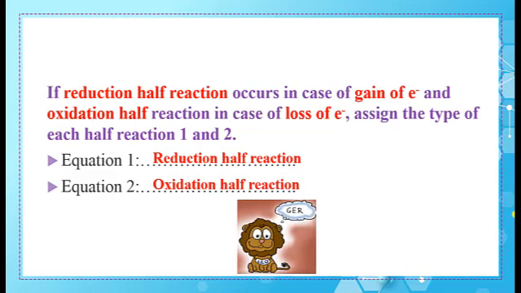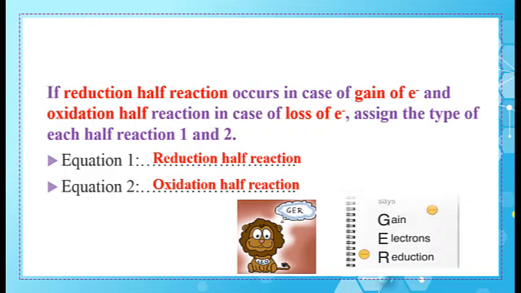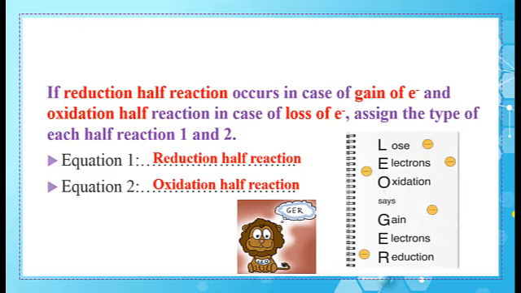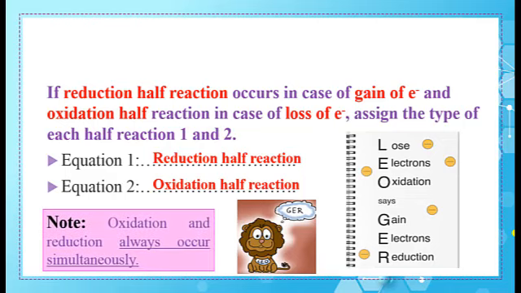We can memorize oxidation and reduction by using the phrase LEO says GER. LEO, which is an abbreviation for loss of electrons, means oxidation. Loss of electrons means oxidation. And GER is gain of electrons means reduction. This is how to memorize these two terms. Very important note: oxidation and reduction always occur simultaneously. Simultaneously means that they occur at the same time.